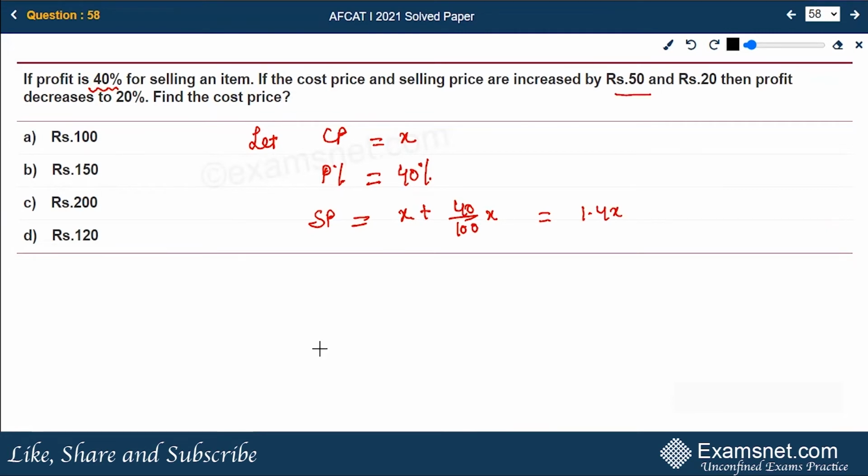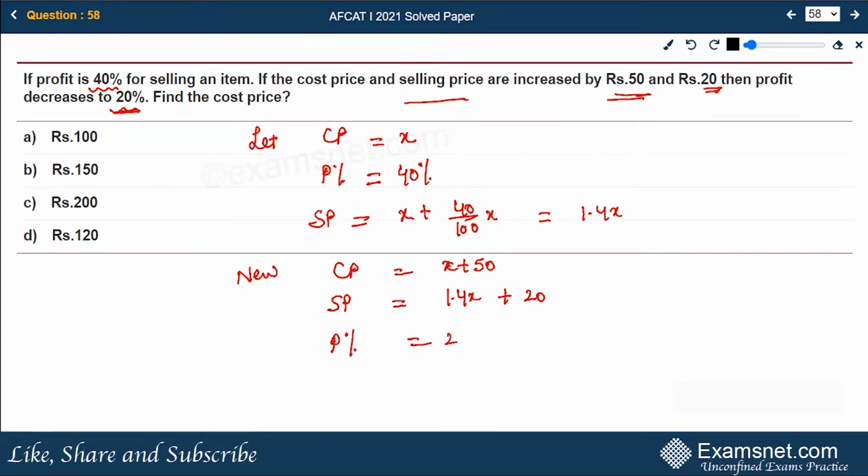So he says if the cost price is increased by 50 and selling price is increased by 20, what will be the new cost price? Initial cost price plus 50. And what will be the new selling price? It will be initial selling price plus 20, right? Then the profit decreases to 20%, right? That means the new profit is 20% now.